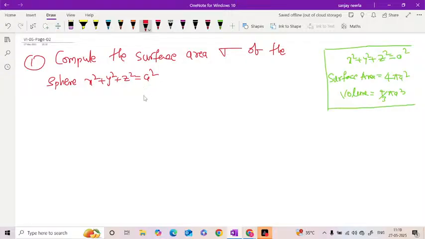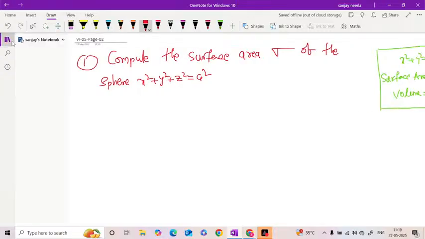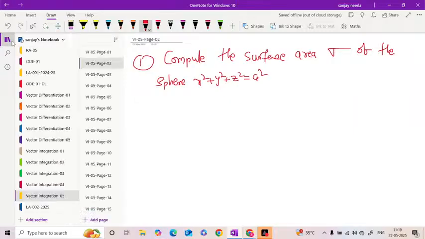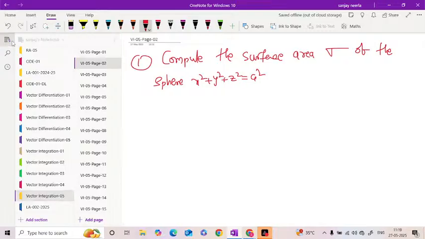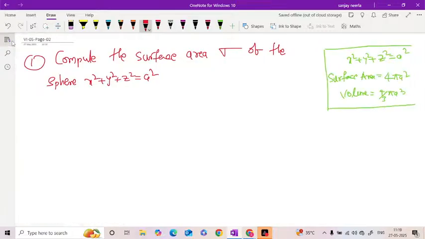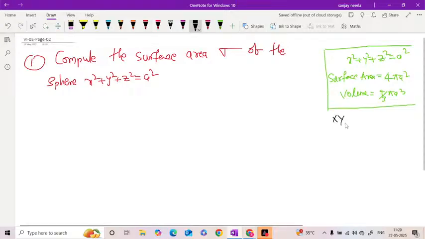Now we will solve it by using the double integral. In the single integral it is the arc length, in the double integral it is the surface area. So what is the formula? Here we have three options: we can take the xy plane, the yz plane, or the xz plane. Here I am taking only the xy plane. So for the xy plane, what is the formula?